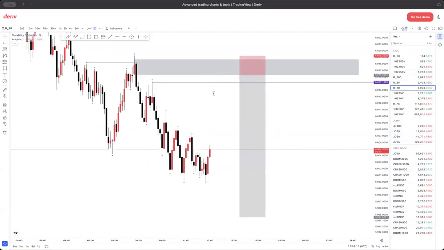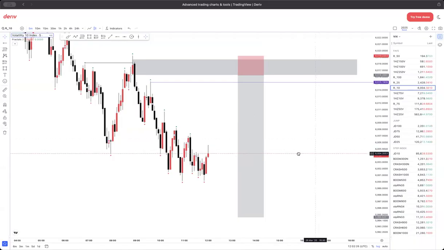Yes, weekly, daily, 4 hours. You can still go down to the 2 hours, then the 1 hour. After the 1 hour, you can go down to the 15 minutes, 5 minutes.